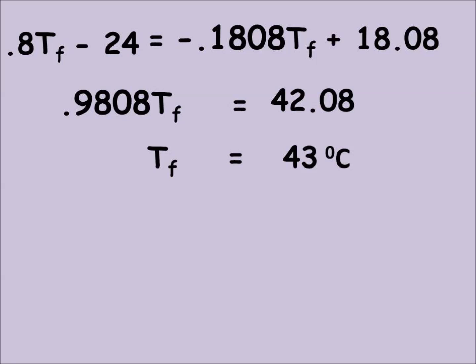Now, it's going to be 0.8 TF minus 24 equals negative 0.1808 TF plus 18.08. Remember, you distributed that negative sign. And then I'm going to add the TFs to both sides, then add 24 to both sides, and you get 0.9808 TF equals 42.08, and then TF is going to be 43.